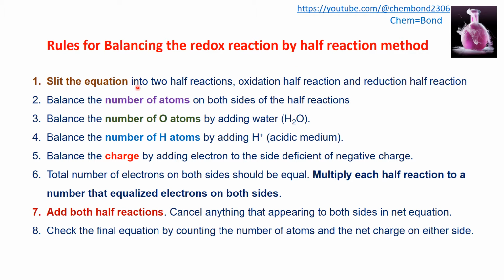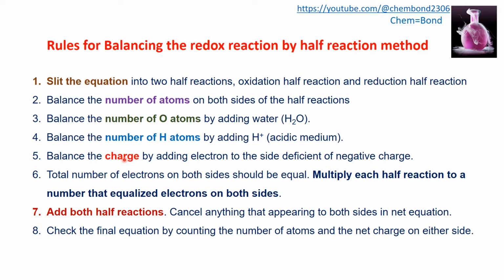First we will split the reaction into two half reactions: one is known as the oxidation half reaction, and the other is the reduction half reaction. Then we will balance the number of atoms on both sides of the half reactions. Then we will balance the number of oxygen atoms; for that we will add water molecules in acidic medium. Then we will add hydrogen ions if there is an imbalance in the number of hydrogen atoms.